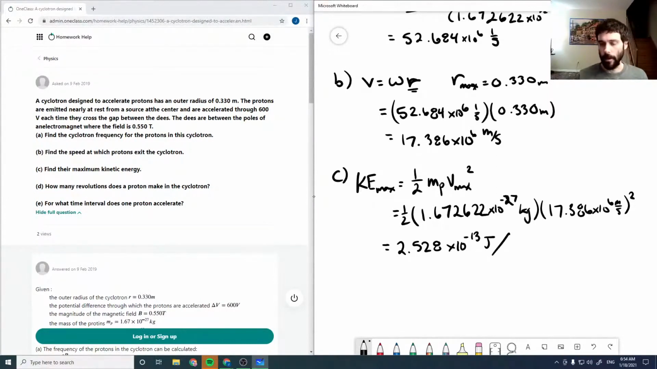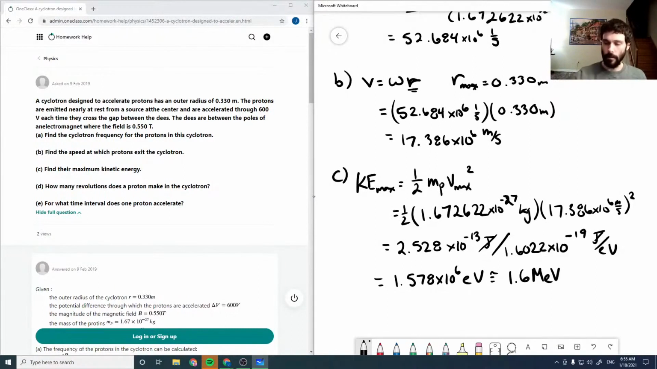And then just converting it to eV, which is kind of a nicer unit when dealing with these kinds of units, the conversion factor is just the charge on an electron in joules per eV. So our joules are going to cancel, leaving us with eV: 1.578 times 10 to the 6 eV, which is about 1.6 MeV.